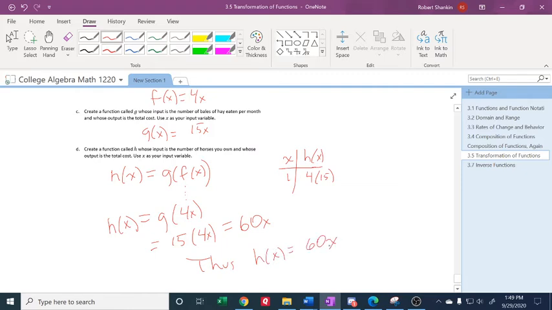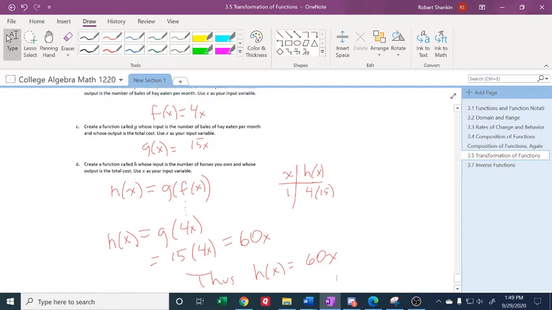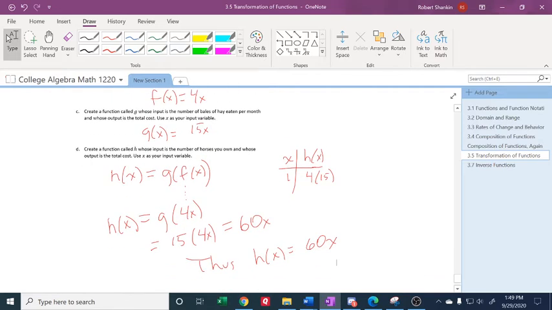And what this really means is that for every horse you have, it's going to cost you $60 a month to feed it. So if I have 10 horses, it's going to cost me $600 a month. If these are accurate conditions. Bales of hay and costs per bale of hay.